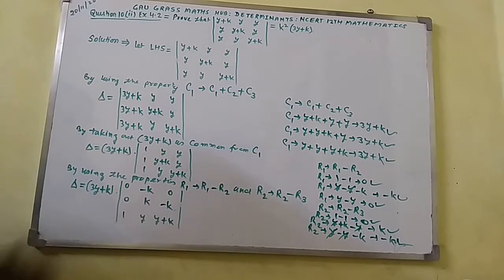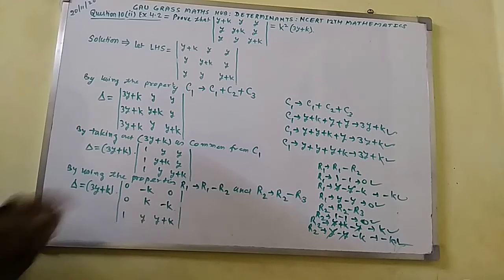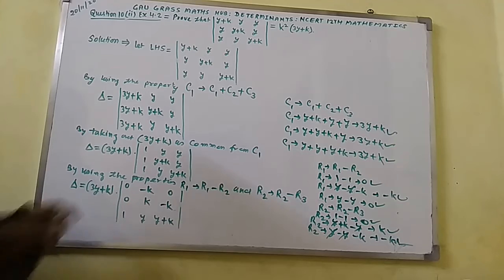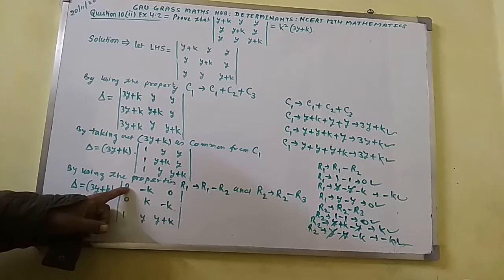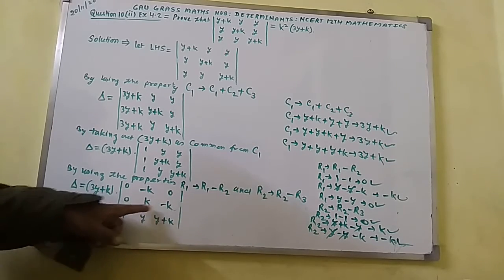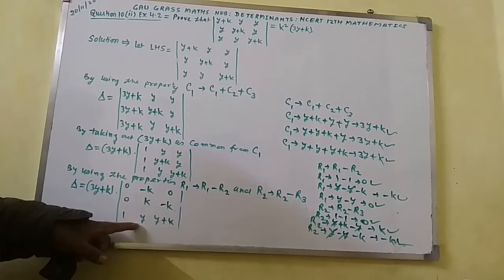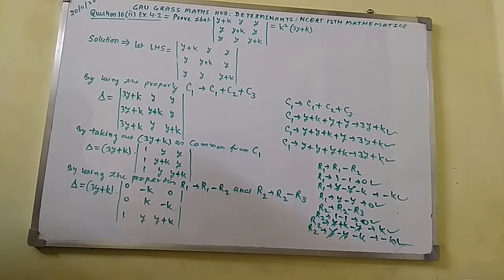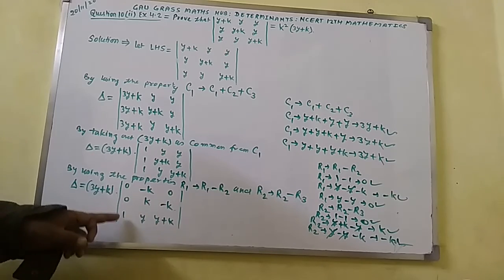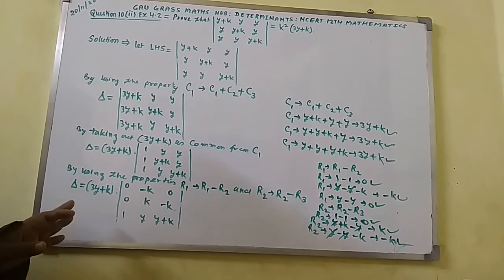Here you can see in this determinant, the first column consists of the maximum number of zeros, that is 2. That's why this determinant will be expanded as per the first column. So here the signs are plus, minus, plus, minus, plus, minus, plus, minus, plus. I shall expand this determinant as per the first column.